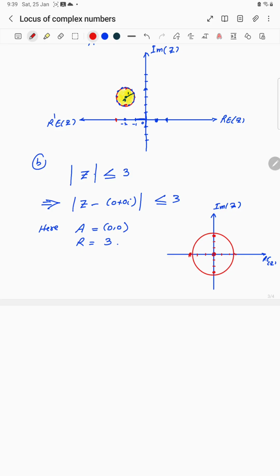Now we have to shade. It is less than or equal to 3, so we will shade all the part including the circumference, and inside it. I hope it is clear. Take another example.